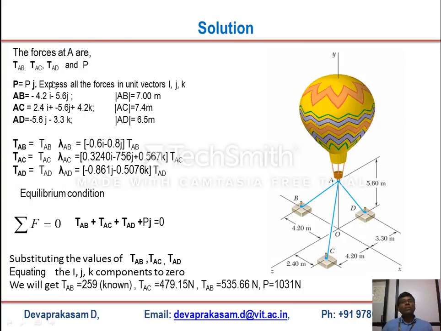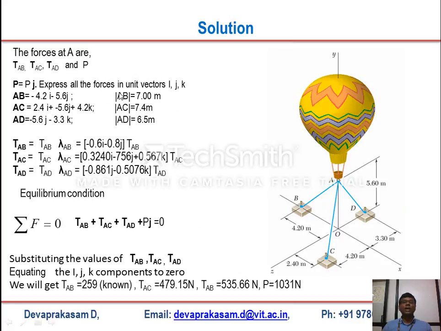The forces at A, basically, are the tensions TAB, TAC, TAD, and P, which is acting. P is equal to Pj. Express all other forces in unit vectors i, j, k. Now let us look at that. First is the coordinate, and this is the origin, and A is at this coordinate. Now find out what AB, AC, AD are. That is the vector, the position vector of AB, AC, AD.